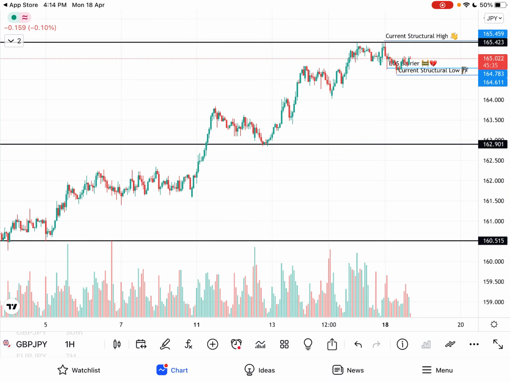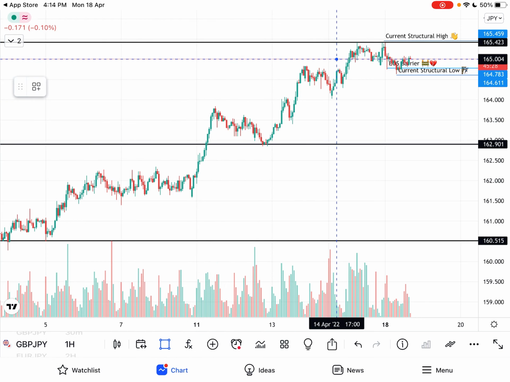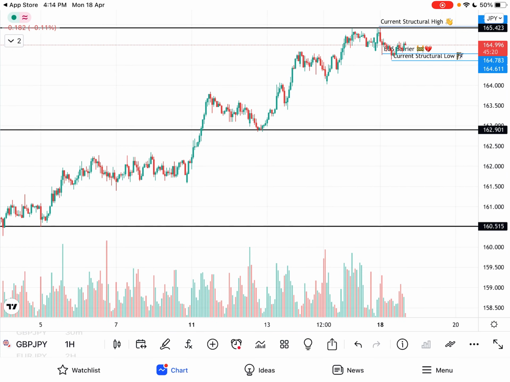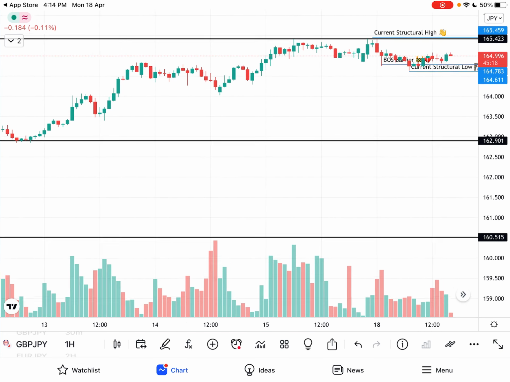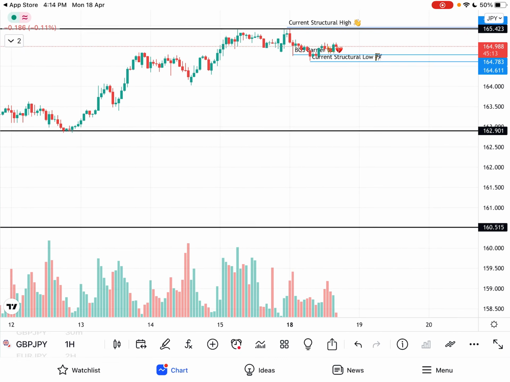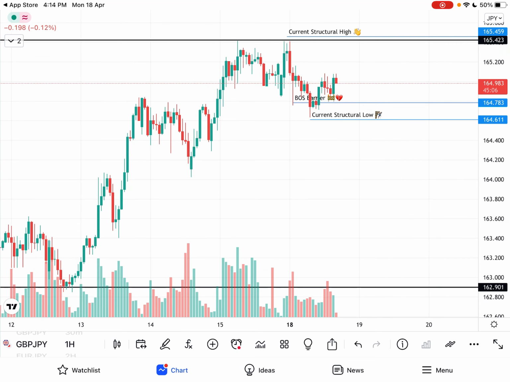So we are going to use a rectangle to capture that area. Which area is that? Wait, let me increase the size of the candles. I think this is better. Okay, so this is better. I think it was too small. So you see what I'm saying?